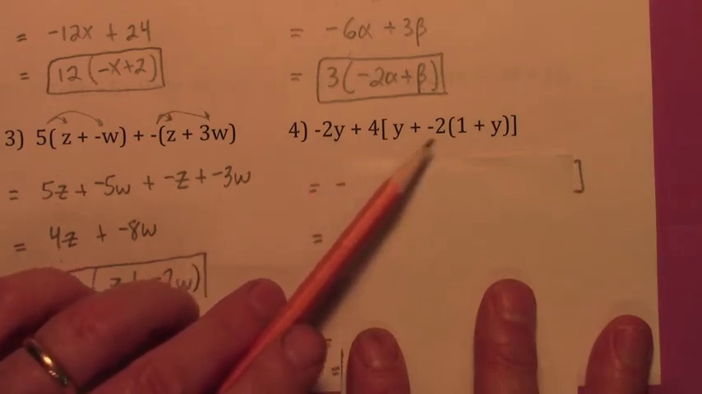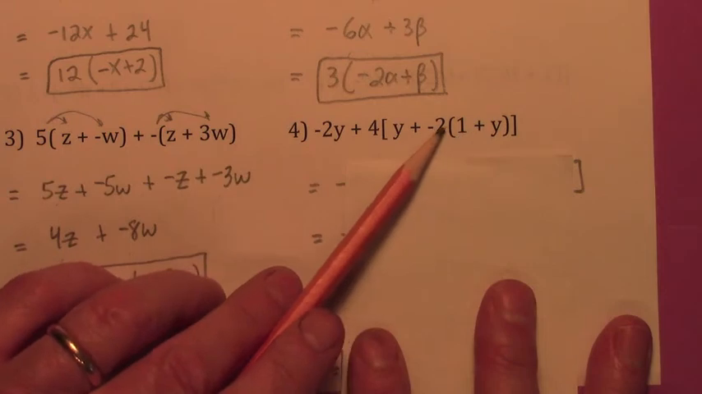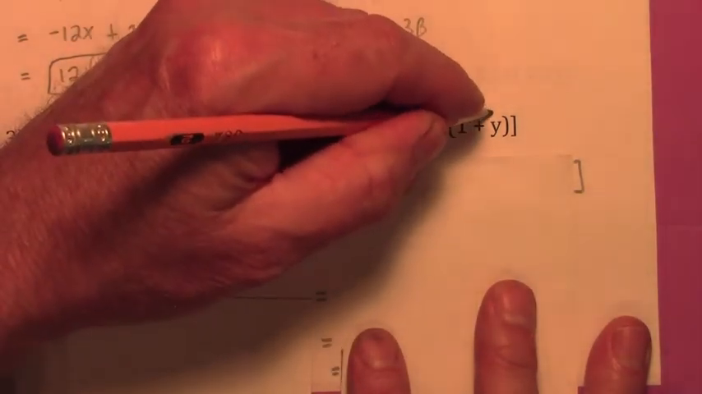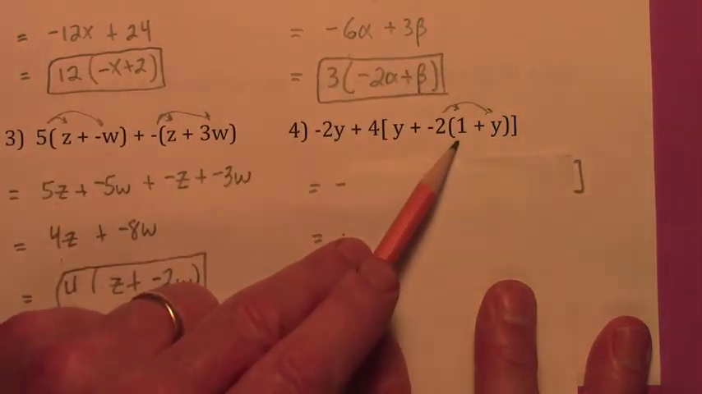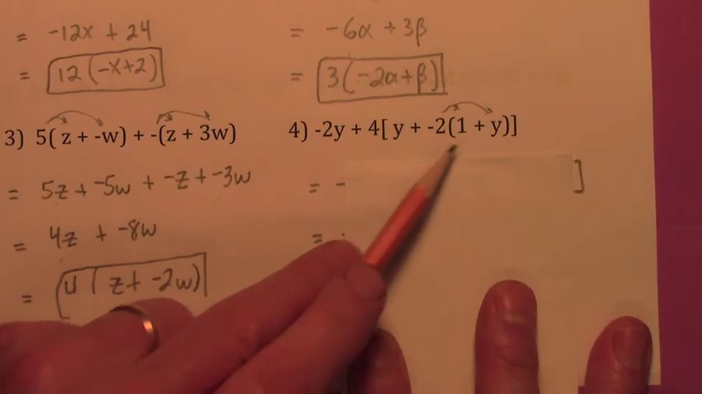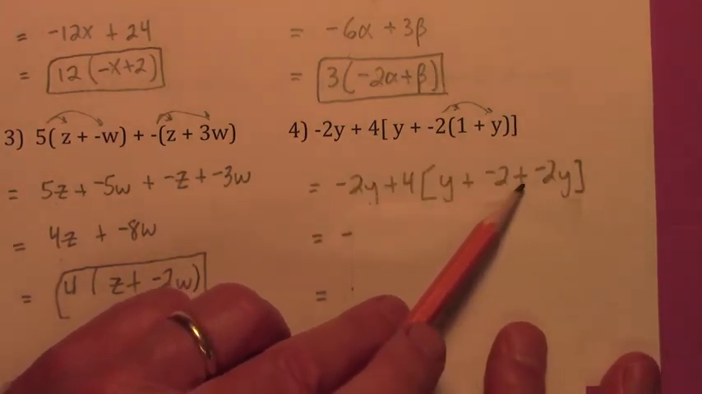Let's see. Inside the innermost parentheses, can you combine those? No, not like terms. So the first step we're going to be able to do is multiply the negative 2 by each term. And when you do that, you get to drop those round parentheses. You don't get to drop the square ones though, right? Just these round ones. So you get negative 2 plus negative 2y inside the parentheses.